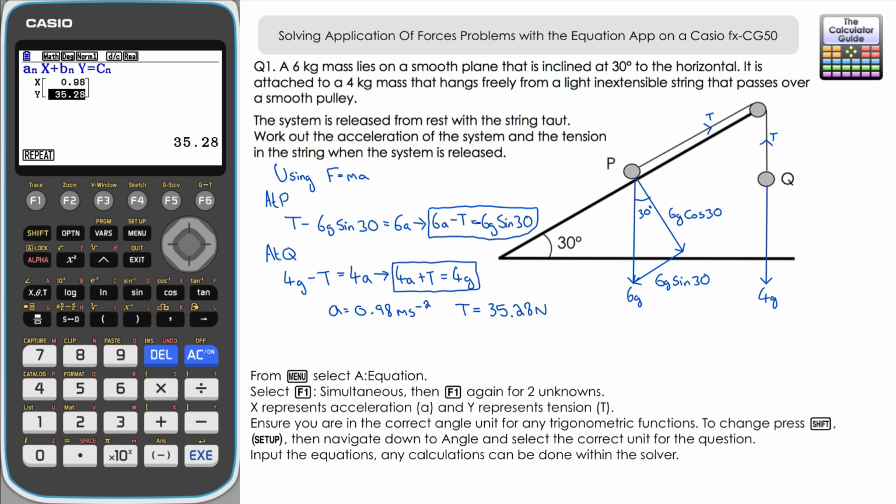Just as an additional bit of information here, if you want these in terms of g, you can either take g out of the equations when you write them into the calculator and then multiply it back in when you have your answers, or you can simply divide the answers that you've got here from the calculator by 9.8 to get your answer in terms of g. So in these cases the acceleration would be 1/10 of g and the tension would be 18g over 5. So that's another option if you want it in terms of g.